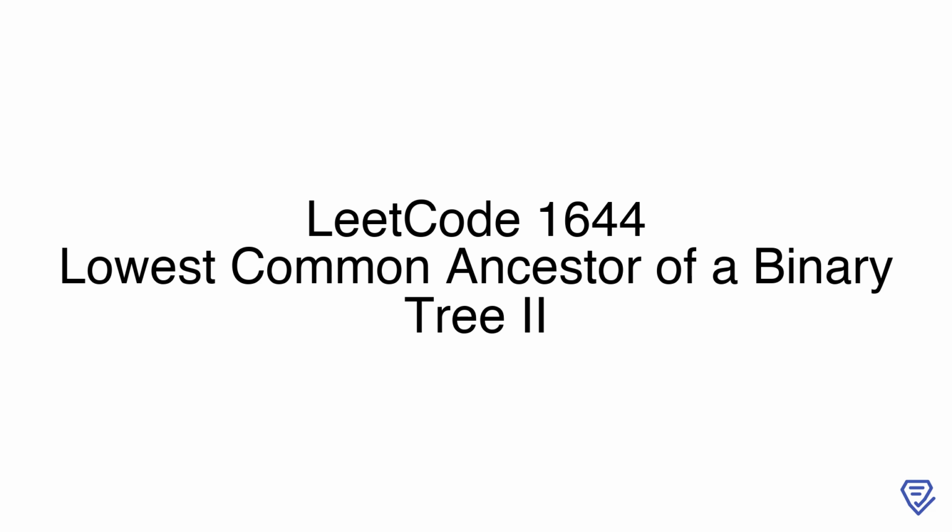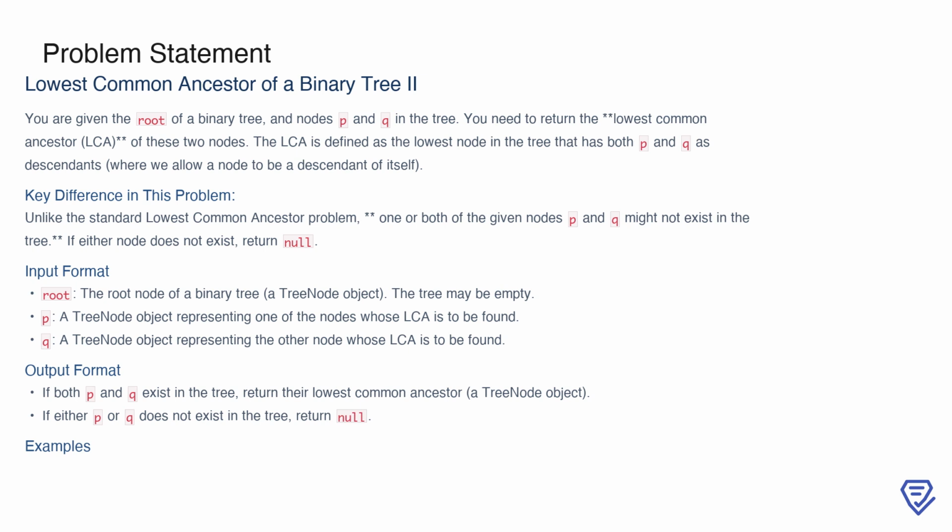Let's get started. In this problem, we are tasked with finding the lowest common ancestor, or LCA, of two given nodes, P and Q, in a binary tree. The lowest common ancestor is defined as the lowest node in the tree that has both P and Q as its descendants. A key detail here is that a node can also be considered a descendant of itself.